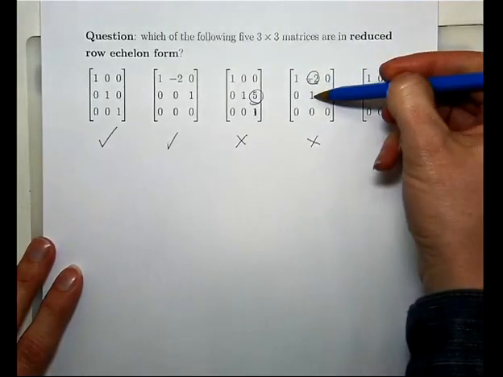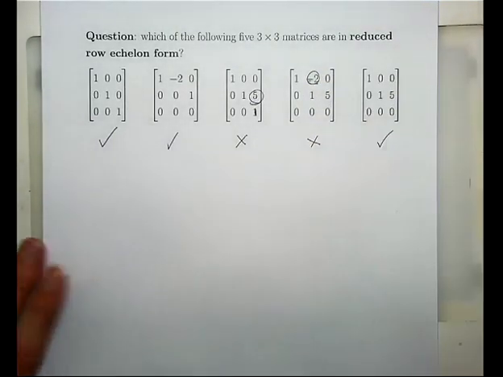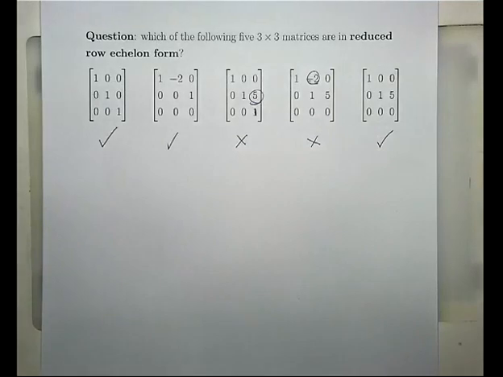Great. This one's the one causing the problem there. You need a 0 above that pivot. What about this one? Yes, that's right. Okay, so reduced row echelon form, you've got those 4 things to look for.